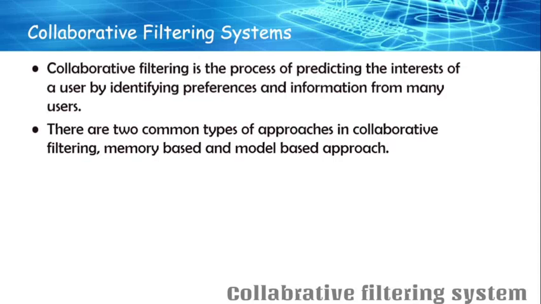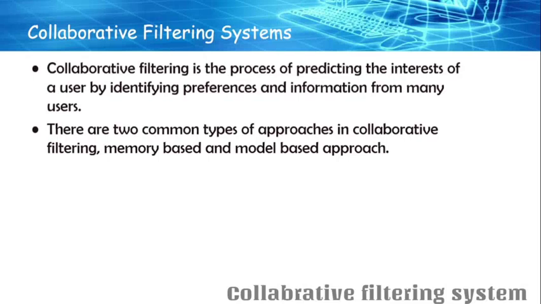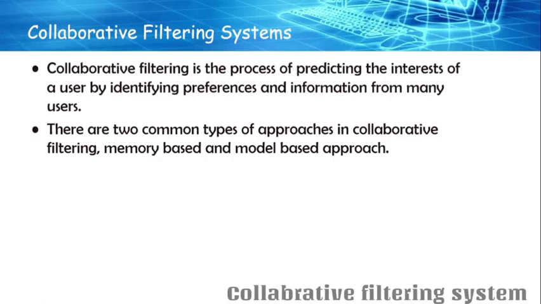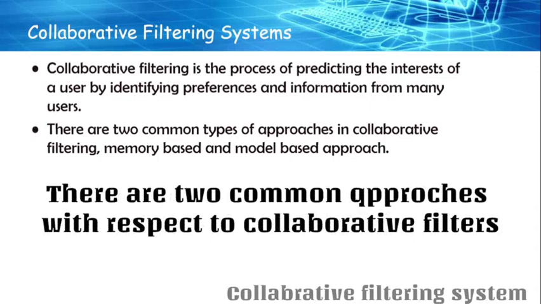That is how recommendations work, because the user data or all the information patterns will be collected from, or collaborated among, many different agents or data resources. The underlying intuition behind collaborative filtering is that if user A and user B have similar taste in products, then A and B are likely to have similar product recommendations as well. There are two common approaches with respect to collaborative filtering.